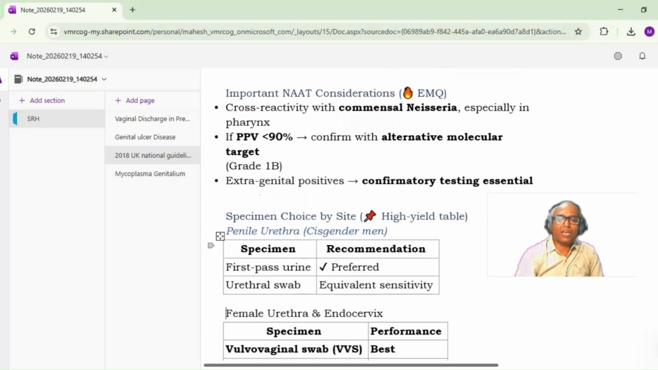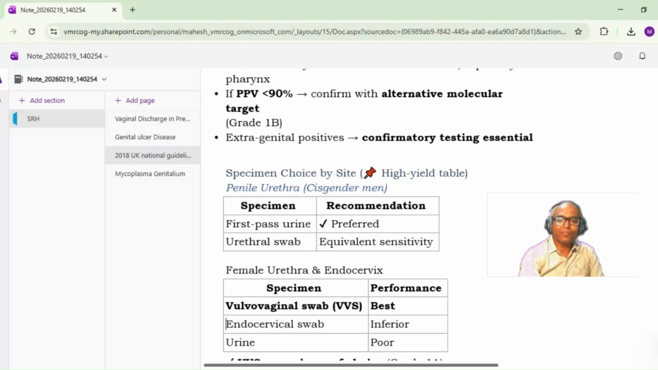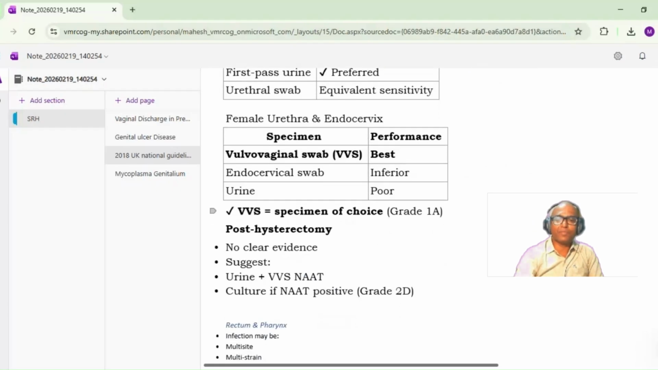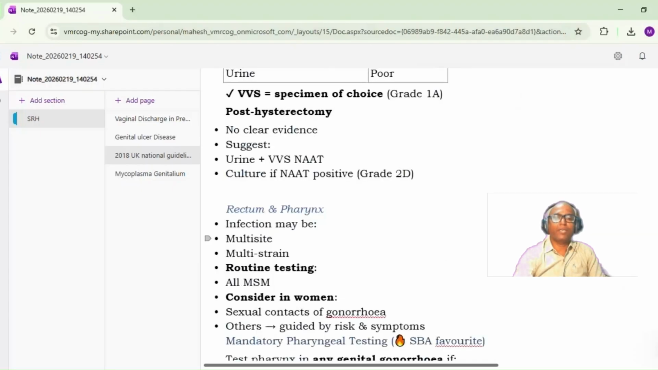Specimen of choice: if it is a penile urethra, first-catch urine is preferred, then urethral swab. For female urethra, you take the vulvovaginal swab. That is the preferred one, so the vulvovaginal swab is the specimen of choice. This can be asked. Rectum and pharynx infection may be multi-site, multi-strain. Routine testing of all MSM is done for pharyngeal and rectal infection.